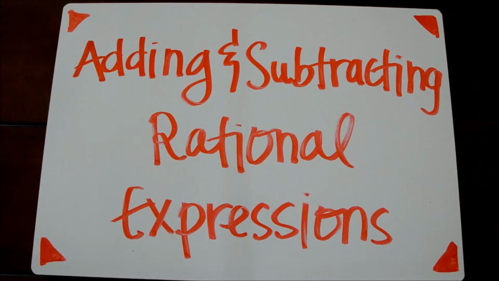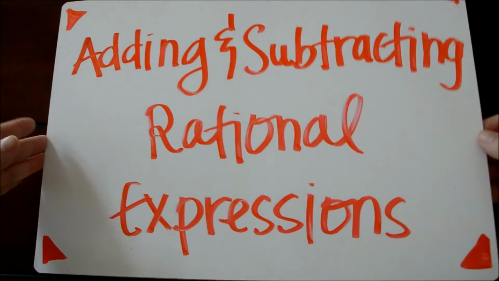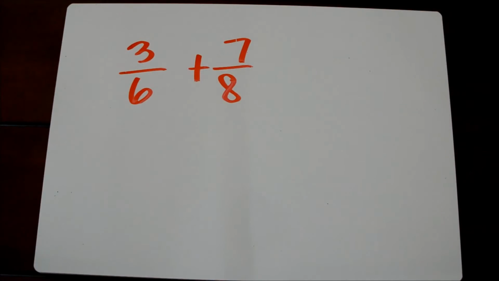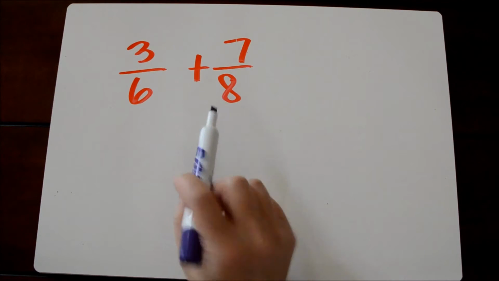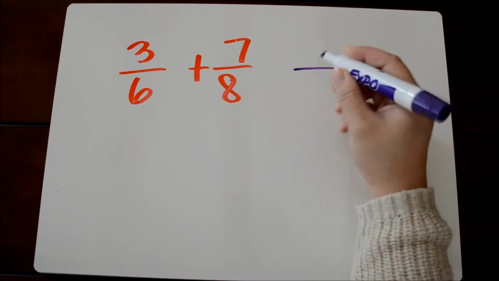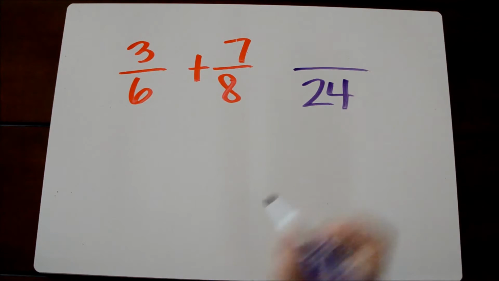Today our lesson is on adding and subtracting rational expressions. First, let's review how to add a fraction. When we're looking at fractions, the first thing we're going to ask ourselves is what is the lowest common denominator? When we're looking at 6 and 8, the lowest common denominator would be 24. That's the smallest number that they both go into.